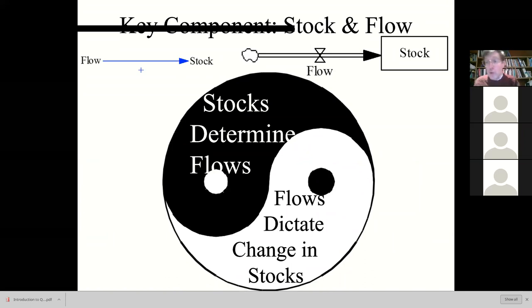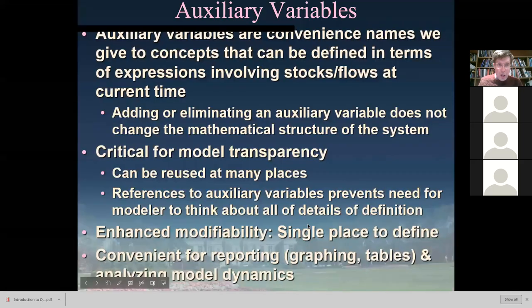I said that in my very first lecture. That's the character of a dynamic system. What is the case now determines what may be in the near future. And that will hold across all three traditions. We'll express it differently. Sometimes it'll be probabilistic. Here it's deterministic, but it carries over. And flows dictate change in stocks.